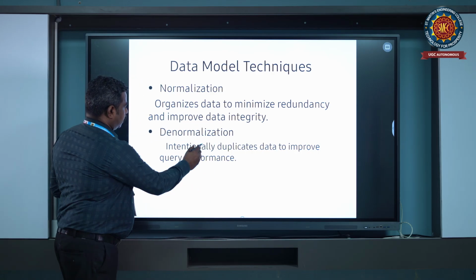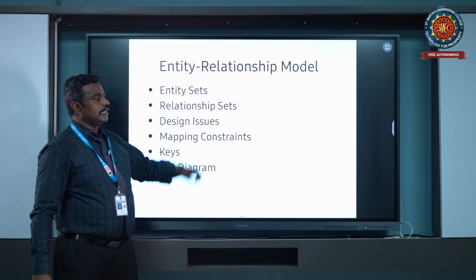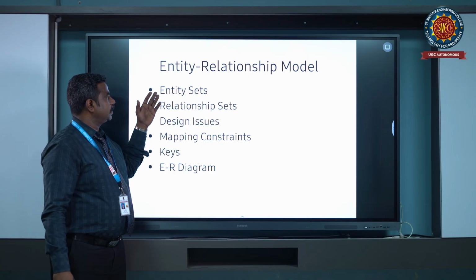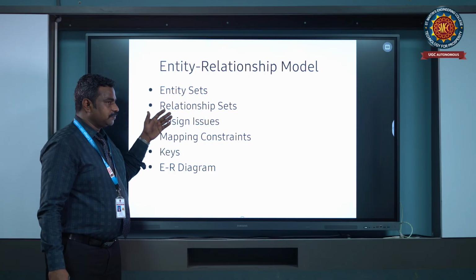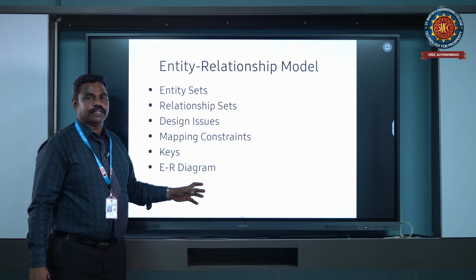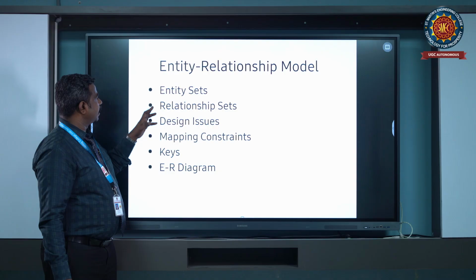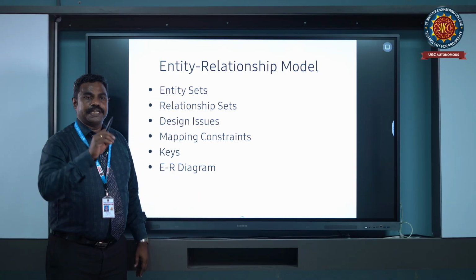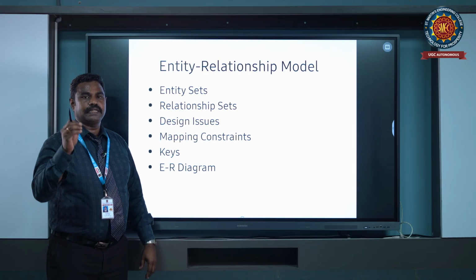Okay, then next one, entity relationship model. There are so many components. First one, entity sets, relationship sets, then design issues, mapping constraints, keys, and ER diagram. First one, entity sets. Entity set means a set of entities.